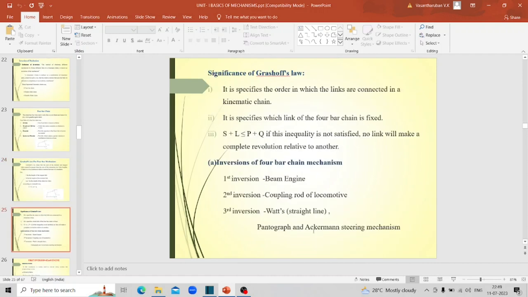Next, the significance of Grashof's law. It specifies the order in which the links are connected in a kinematic chain. It specifies which link of the four-bar chain is fixed. So here S plus L less than or equal to P plus Q; if this inequality is not satisfied, no link will make a complete revolution relative to another.